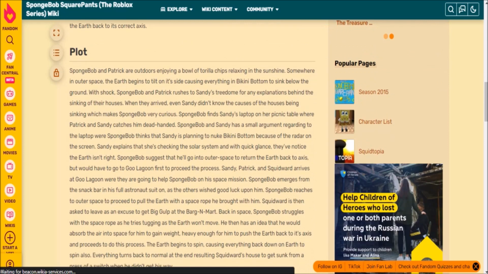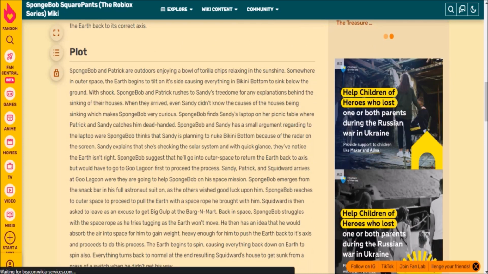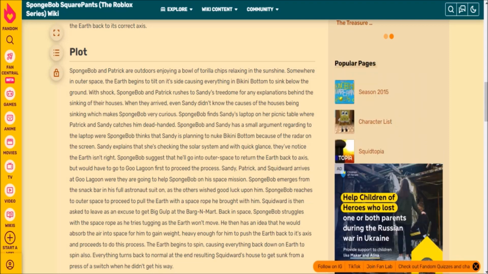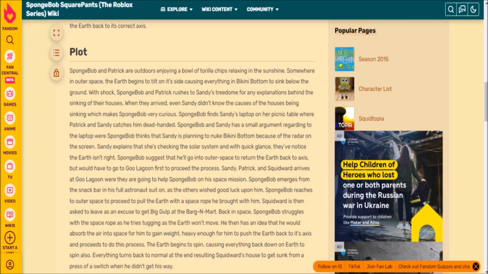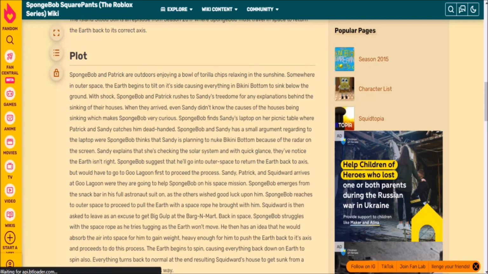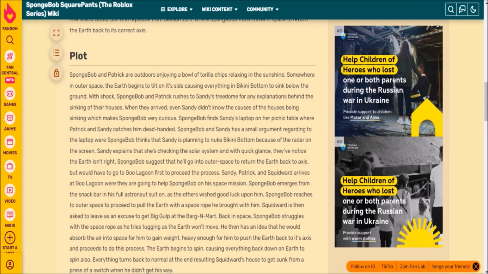Alright, so the plot is SpongeBob and Patrick are outdoors enjoying a nice bowl of tortilla chips, relaxing in the sunshine. Somewhere in outer space, the Earth begins to tilt on its side, causing everything in Bikini Bottom to sink below the ground. With shock, SpongeBob and Patrick rush to Sandy's tree dome for any explanations behind the sinking of their houses. When they arrived, even Sandy didn't know the cause of the houses sinking, which makes SpongeBob very curious.